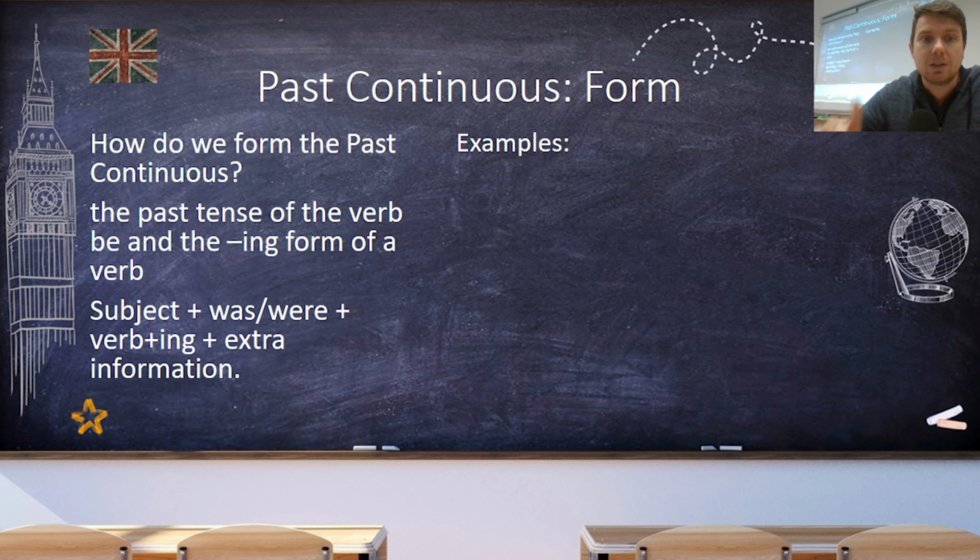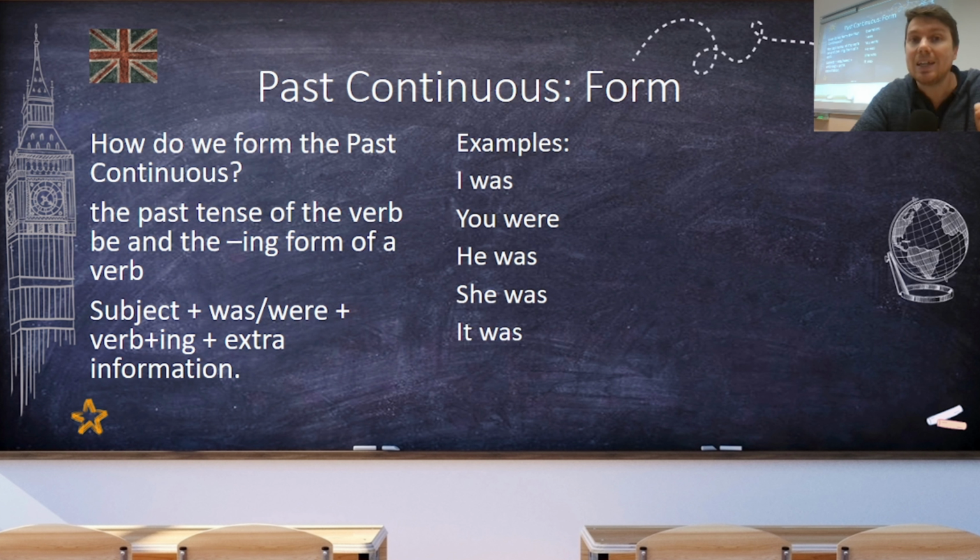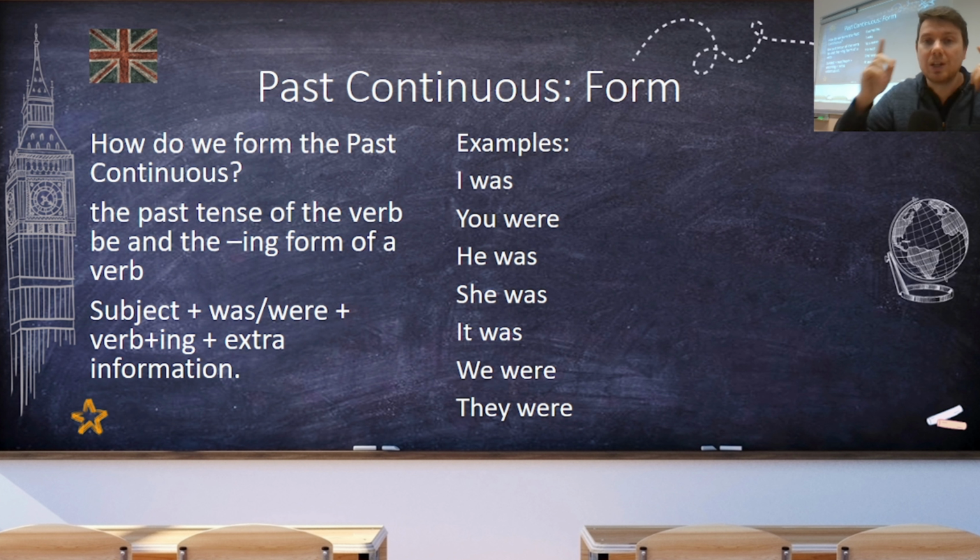Here, let's look. Subject, was, were, plus verb ing, plus the extra information. Now, first of all, we're going to look, why do we use was and why do we use were? Okay, this depends on the actual subject, the pronoun at the beginning of the sentence. So, first, I was, you were, he was, she was, it was, we were, and they were. So you need to memorize these so you don't use the wrong one. I was, you were, he was, she was, it was, we were, they were.